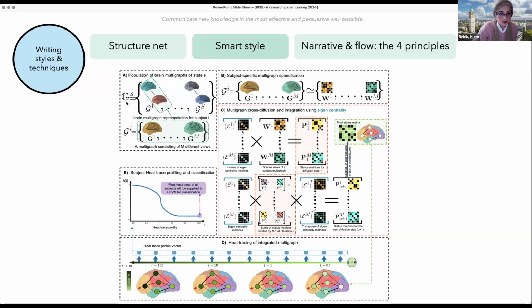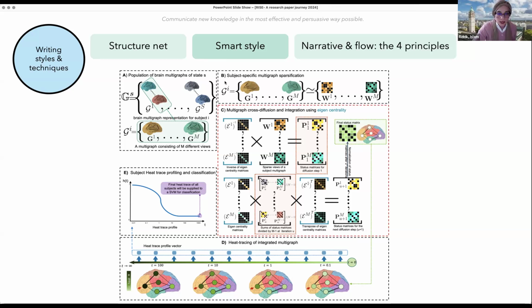And this is the multigraph of a single subject. And here you have a multigraph consisting of different views, okay? Each multigraph here is actually this one. So you can see that G1 here is actually a multigraph. It's this whole green box that is unfolded or expanded here. And beautifully, you can see that GI is actually the different brain graphs for subject I, so functional connectivity, morphological connectivity, etc.